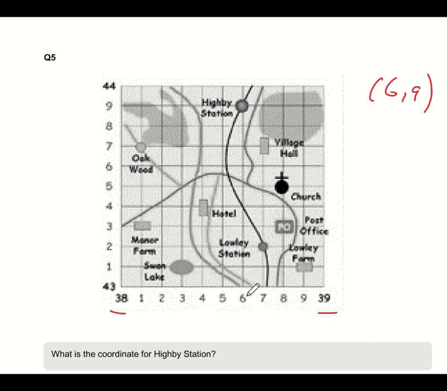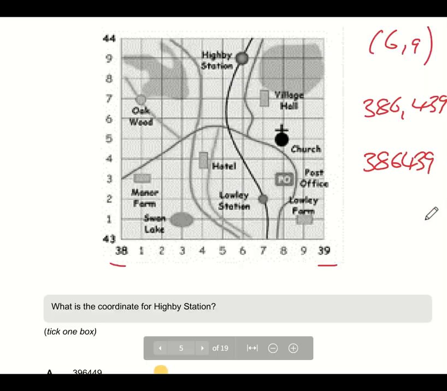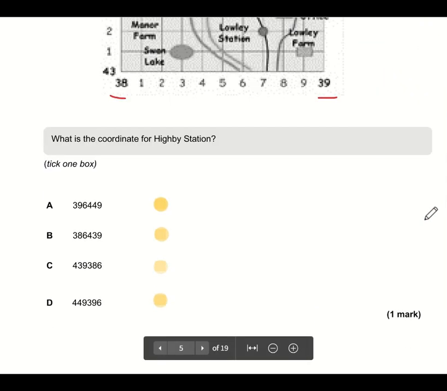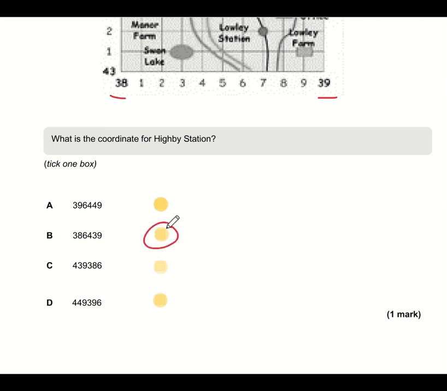So this 6 is between the 38 and the 39, so that is 386. And the vertical one is between 43 and 44, so it's 439. As coordinates, you could write it 386, 439, but typically as a grid reference, you just combine these two numbers together. So 386439, and that is answer B.